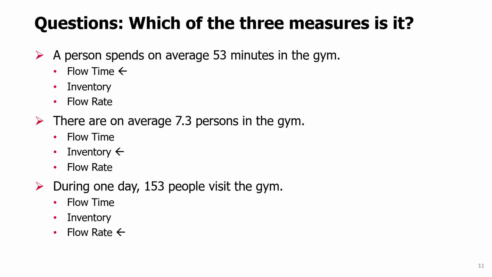And if you want, we could convert it to, for example, a flow rate per hour. If we know that, let's say, the gym is open 10 hours a day, then we would know the flow rate per hour on average will be 15.3 people per hour.